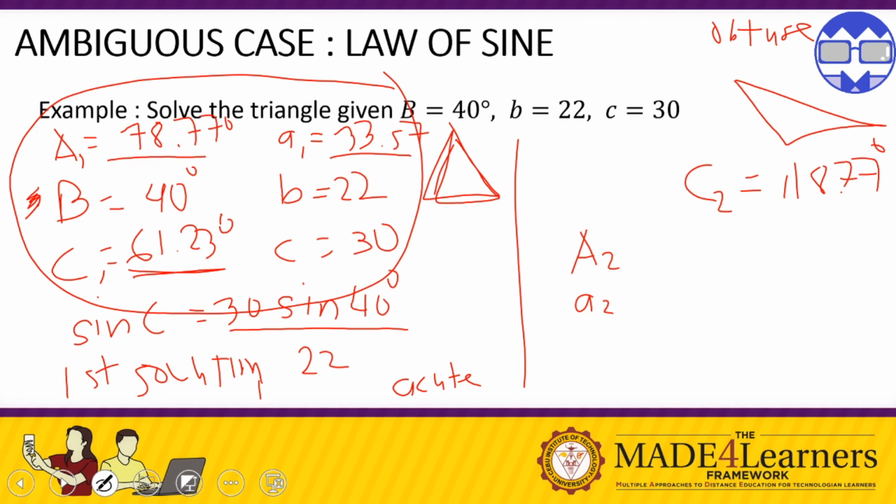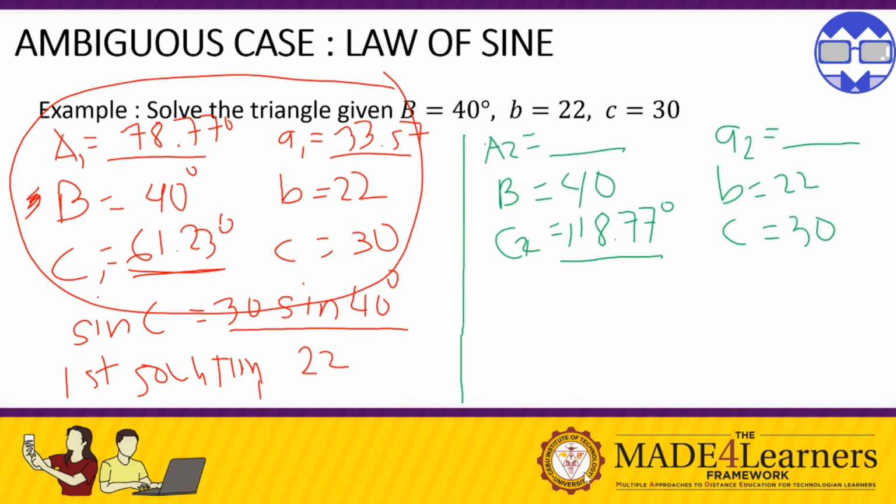For the second solution, I'll just clean it up a little bit. Okay, let's continue. Again, we have 118.77. We got 118.77 by having 180 degrees minus this angle here, 61.23. This is the obtuse solution, the green one. So it's the same. To find A sub 2, we have 180 minus 40 minus 118.77, which will give us 21.23.